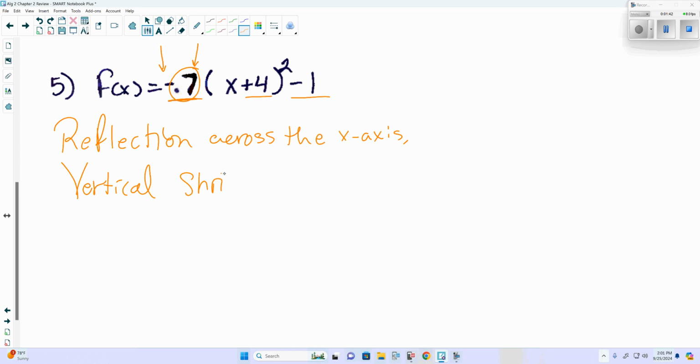If that number is greater than 1, it's a stretch. If it's between 0 and 1, it's a shrink. So 0.7 is between 0 and 1, so it would be a shrink. Our plus 4 tells us we're moving to the left or to the right, and this would be to the left. Our left-right is the opposite of what we think. The minus 1, anything we add or subtract, our k value, is up or down, and it is exactly what it looks like. So this here would be down 1.